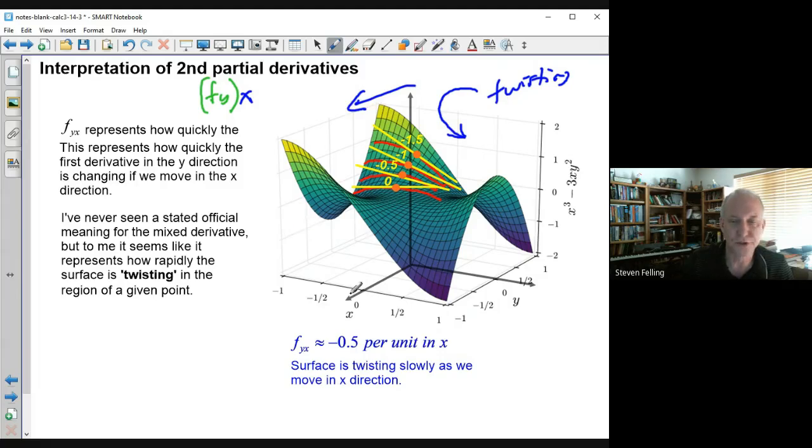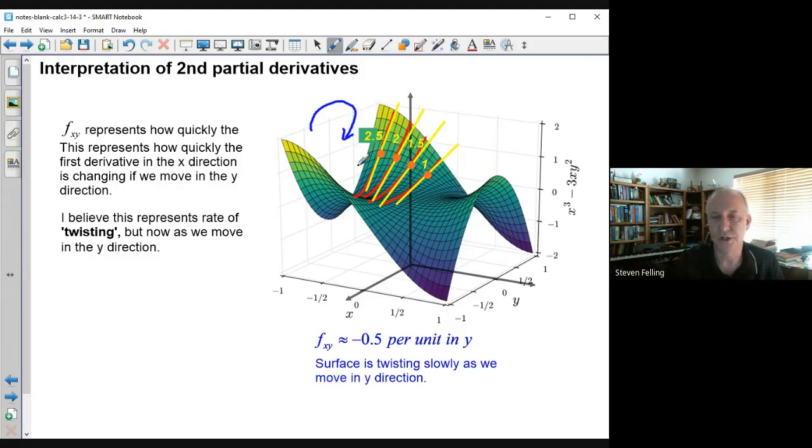So this particular one would be something like negative 0.5 because the slope is changing, getting a half of a unit more negative. The slopes are dropping by 0.5 units for every 1 unit you move in the other direction, so kind of like twisting. Same thing in the other direction for fxy. So not official to know that, but I actually think it's kind of interesting that the fxx and the fyy definitely correspond to concavity, but the mixed derivatives correspond to twisting.